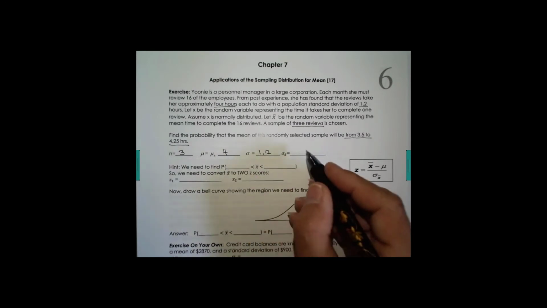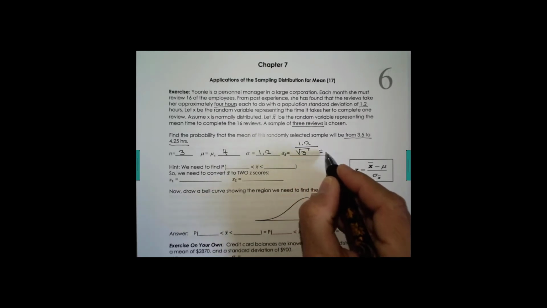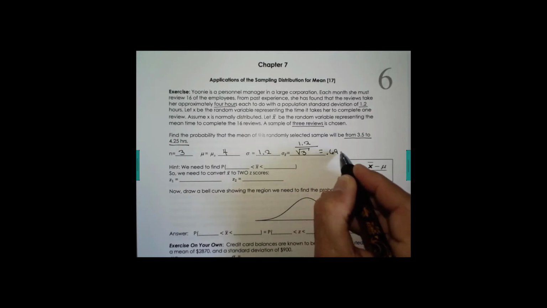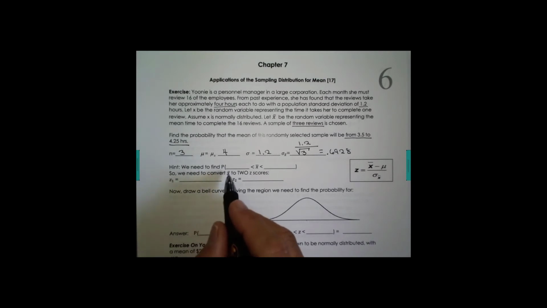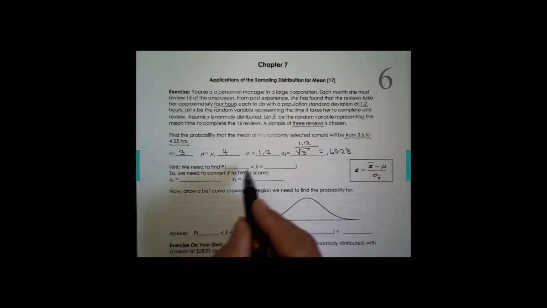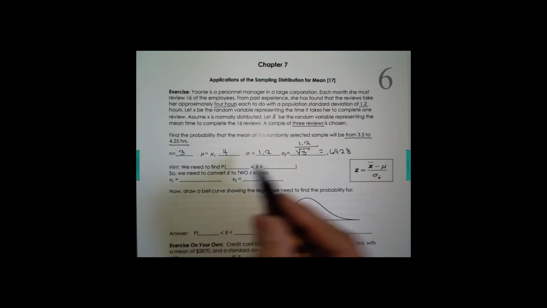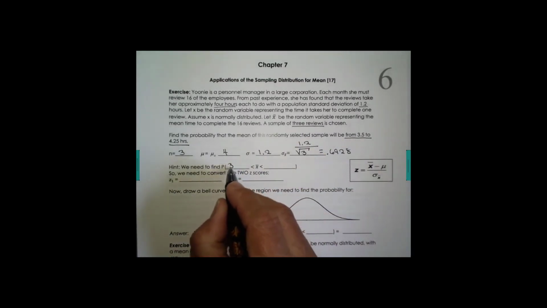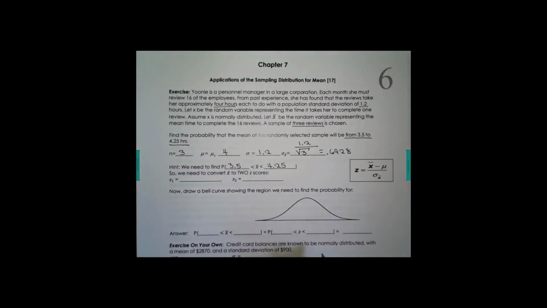So we'll take the 1.2 and divide it by the square root of 3. That gives us 0.6928. Now, we need to find the sample mean between 2 values, right? Between 3.5 was the question, and 4.25. She wants to know what's the probability that it's going to take between 3.5 and 4.25 to complete.